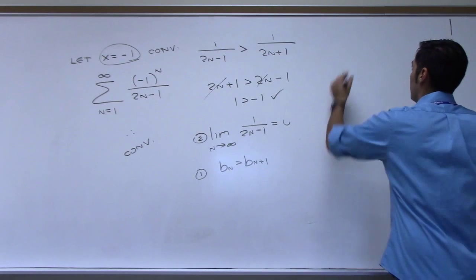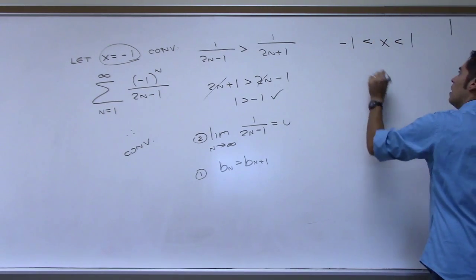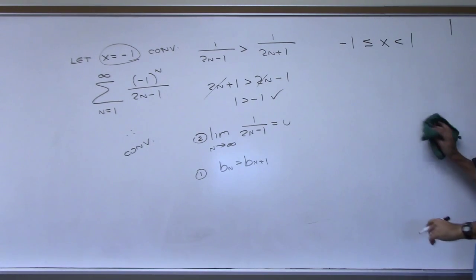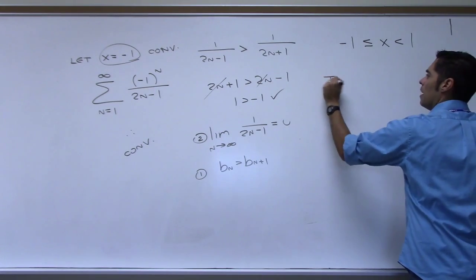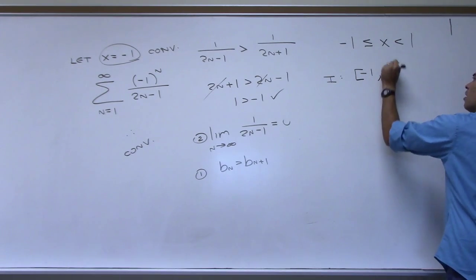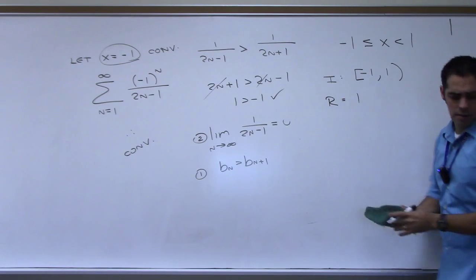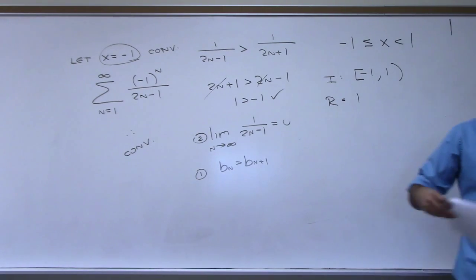So that means, I erased it, negative 1 less than x less than 1. I do want it to be negative 1. So my interval is going to be closed at negative 1, and then open at the other end over here. My radius of convergence was 1. All right, that was number 5.